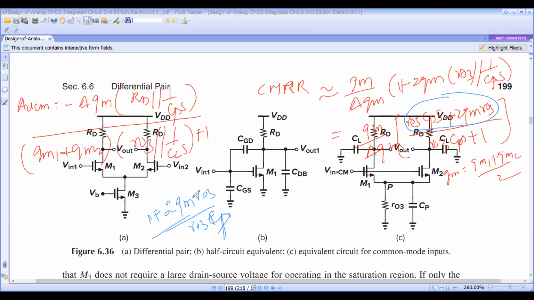This is the zero frequency. And see the denominator, again 1 root is there, that is called the pole. The pole is at 1 by R03 into CP. So if you take these two, this is the zero, this is the pole. Because in the numerator there is a GM term, this is higher than the pole. The magnitude of the zero is more than the pole.